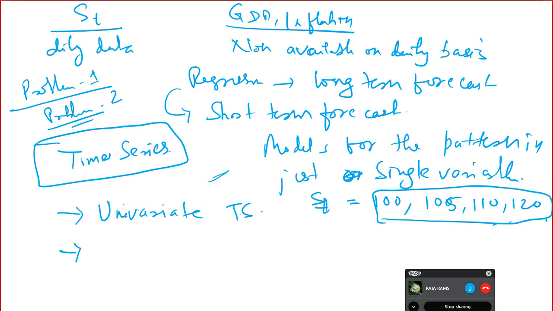Many times you can actually include the time series values in regression also. Like you can have a model such as yt equals yt minus 1 plus another variable xt plus an error term. That means you are using the time series and you are also using some factors, independent variables. So that could also be possible. We'll see that later on. So let's focus only on univariate time series. That is called UCM.